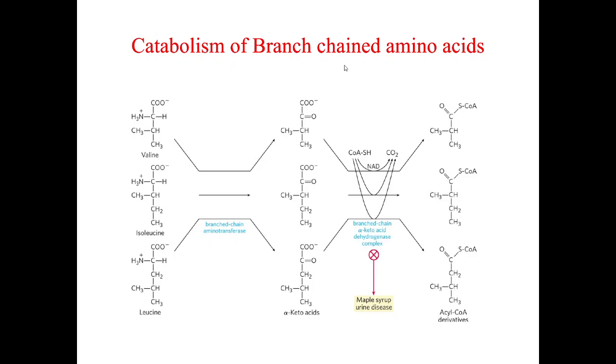Some branched-chain amino acids are there, like valine, isoleucine, leucine. With the help of branched-chain aminotransferases, they get converted into keto acids, and with the help of branched-chain alpha-keto acid dehydrogenase, they get converted into acyl CoA derivatives. If this enzyme is deficient, we get maple syrup urine disease.